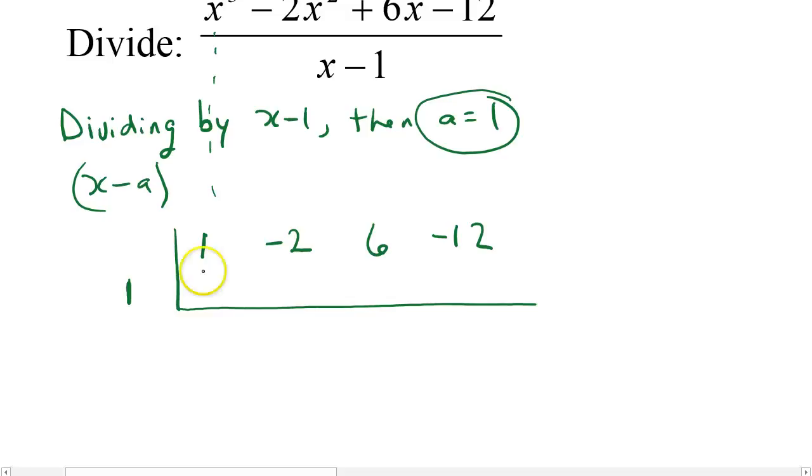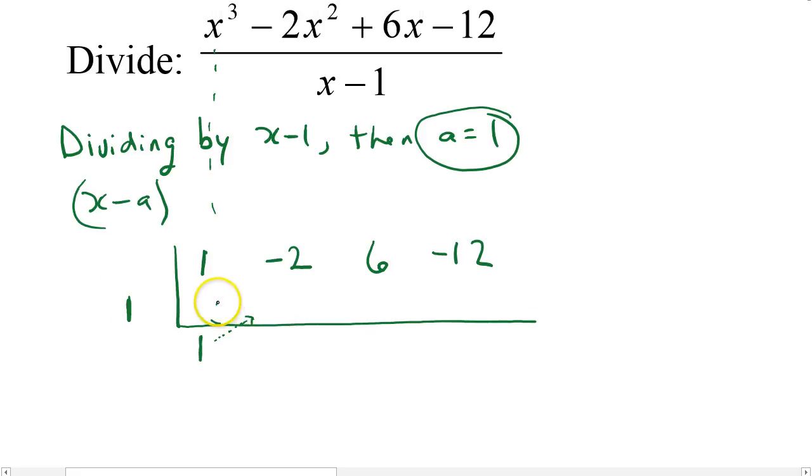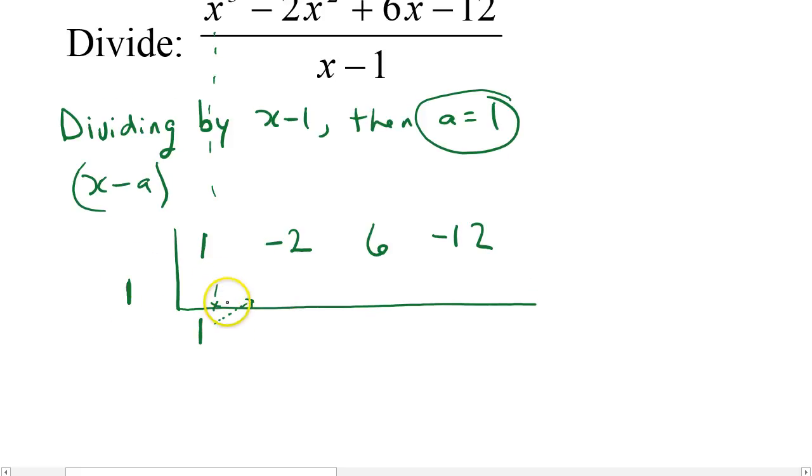So now the rule is that when I'm dropping things down, I add. So I'm going to go 1 plus, well, there's nothing there, so in the first part it's really just take this number and write it over here. Now, whenever I go from this spot up to this spot over here, I'm going to be multiplying by my a value. So in this case, each time I'll be multiplying times 1. So I'll say 1 times 1 is 1. And now I add these two together. So I go -2 plus 1 is -1.